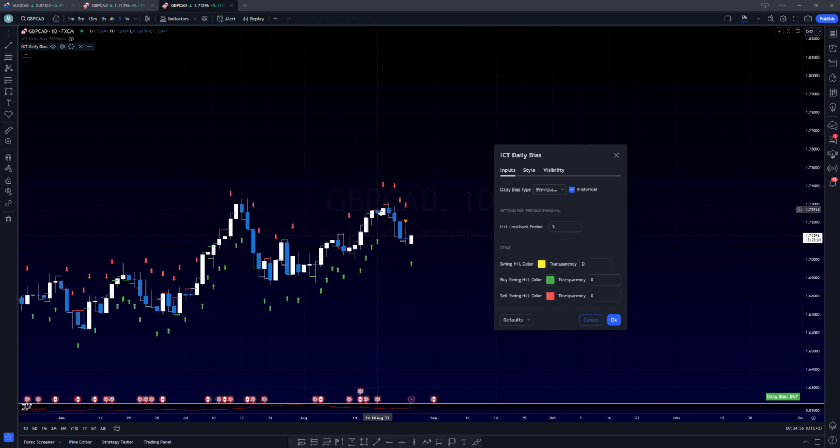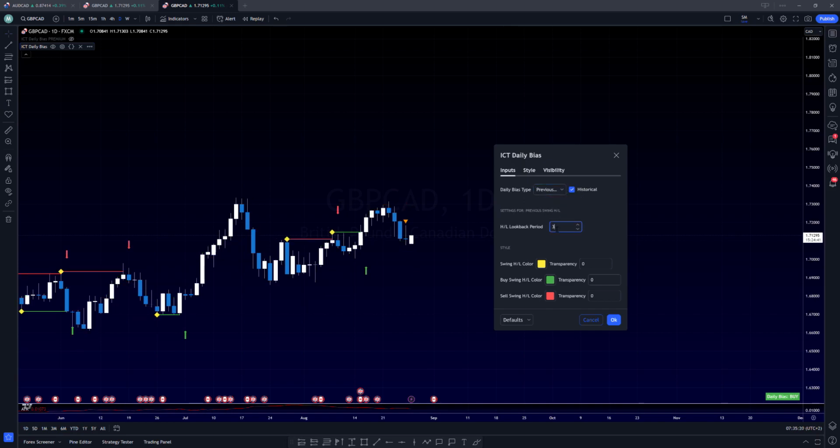Here the high was wicked down. Here the high was closed above, so this should go up. And as you can see, we have some up candles and it went up. We have some down candles, it went down. So it pretty nicely shows us where the price should go in the next few days. And this is by previous high low and previous swing high low. So three is the default look back period for that swing high low.